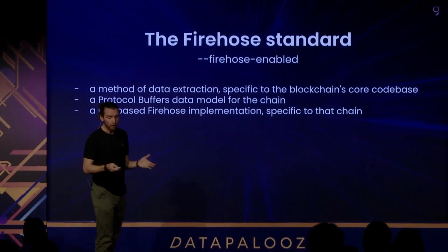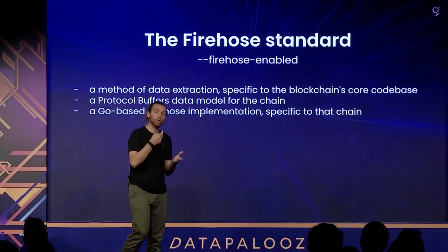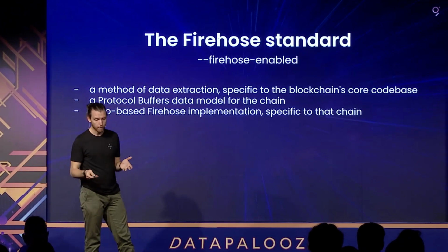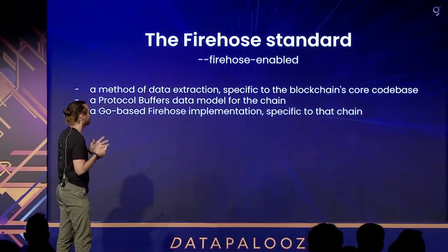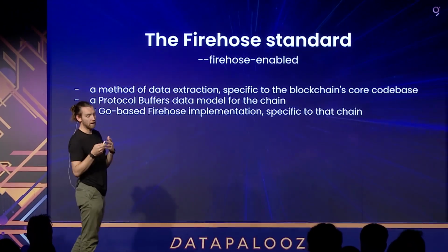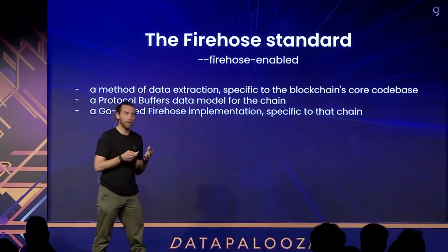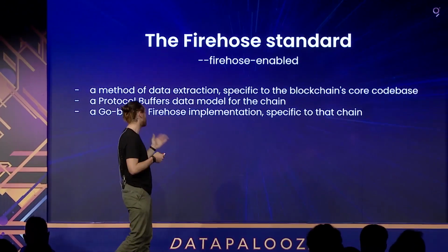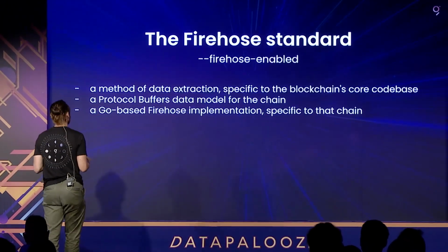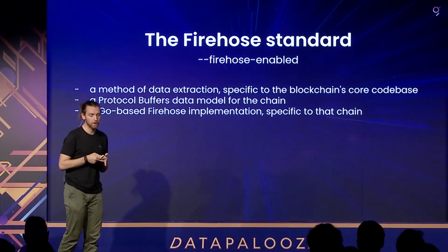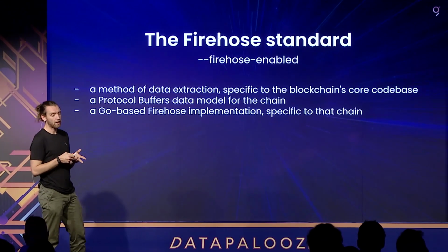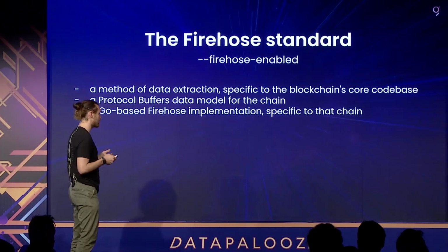And this is all dependent on the firehose standard. When you have a firehose integration, you get substreams on top. And so the firehose standard, essentially the preferred approach, is that you update your client node so you can run it with firehose enabled, hyphen, and firehose enabled. And essentially, an integration requires three things: a method of data extraction, a data model for the chain, and then a Firehose implementation specific to that chain.